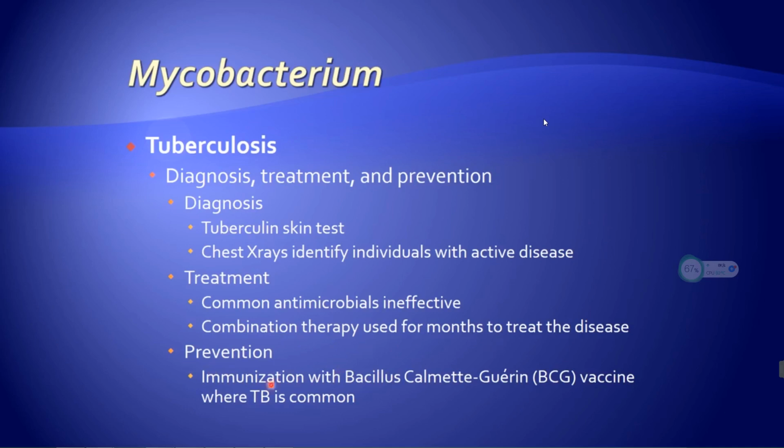Prevention. There is a vaccine that's available for it, and it's usually given to places where TB is quite common. But the problem with the vaccine is that it may not be totally effective. So there's question about the efficacy of this vaccination procedure.